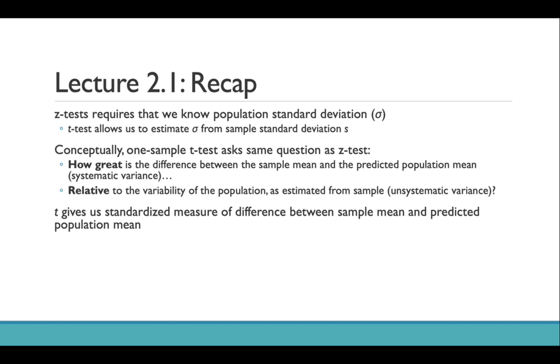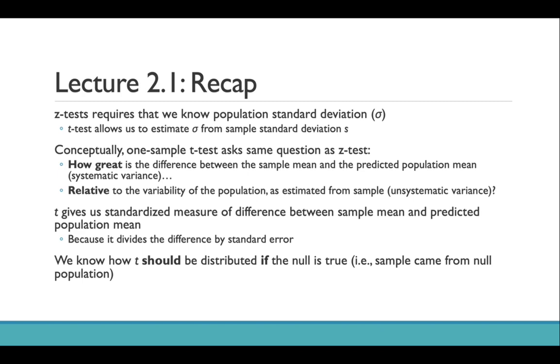The t-statistic gives us a standardized measure of the difference between the sample mean and the predicted population mean, because it divides the difference by the standard error. Crucially, we know how the t-statistic should be distributed if the null is true, in other words, if the sample came from the null population. And that means that if the t-statistic we calculate is sufficiently extreme or unlikely, and again, sufficiently is defined by our alpha level, we reject the null.